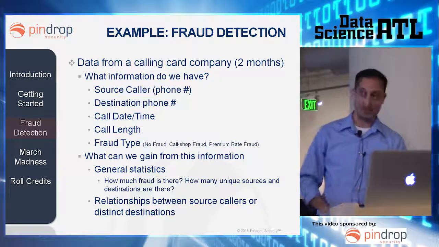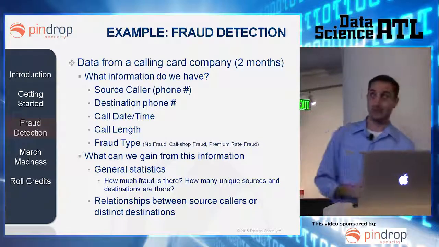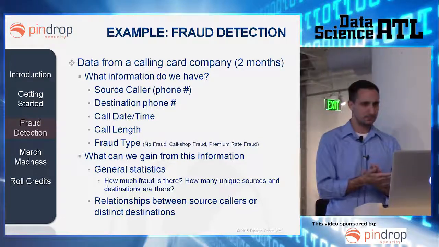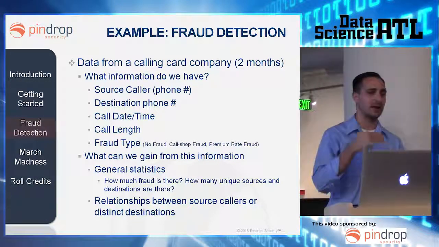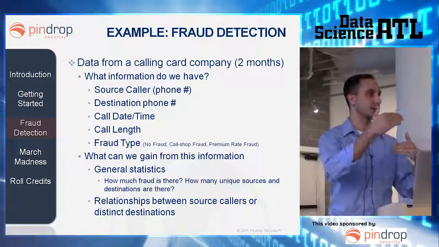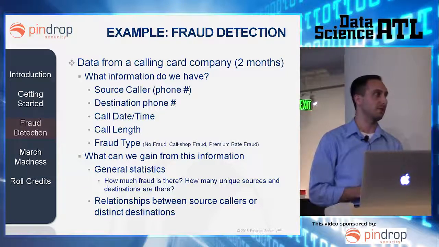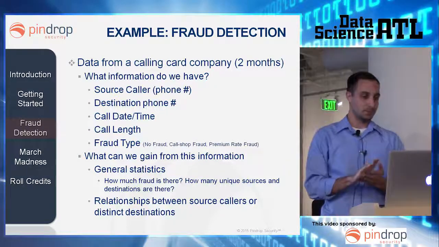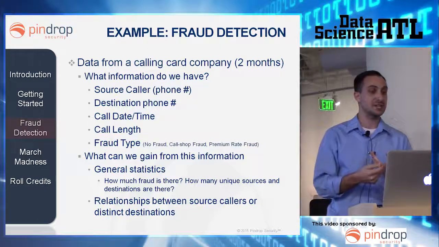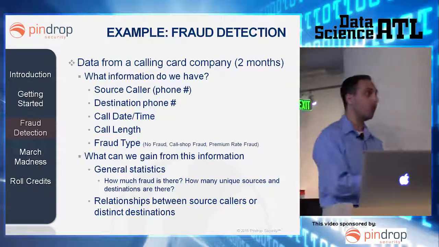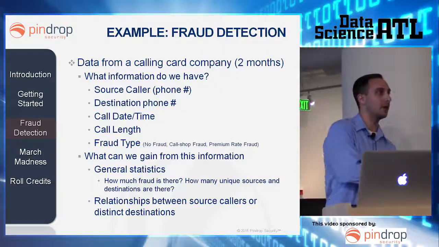So let's set the stage here. This is data that I've worked on at Pindrop. It's data from a calling card company, 2 months worth. And you'll notice I'm going through the questions that I was outlining beforehand. What kind of information do we have available in this data set? We have a source caller, so that's a phone number, a destination phone number, the call date and time, the length of the call, and then the type of fraud.